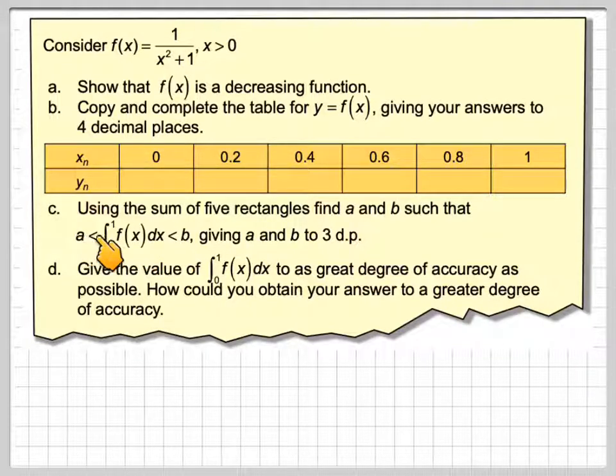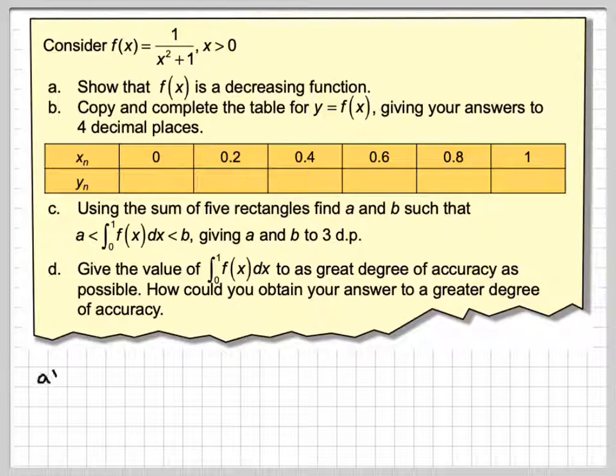These are called the lower and upper bound using the rectangles. Giving a and b to 3 decimal places. Give the value of the integral from 0 to 1 of f of x to as great a degree of accuracy as possible. How could you obtain your answer to a greater degree of accuracy? So in order to do this question, first of all show that the function is decreasing.